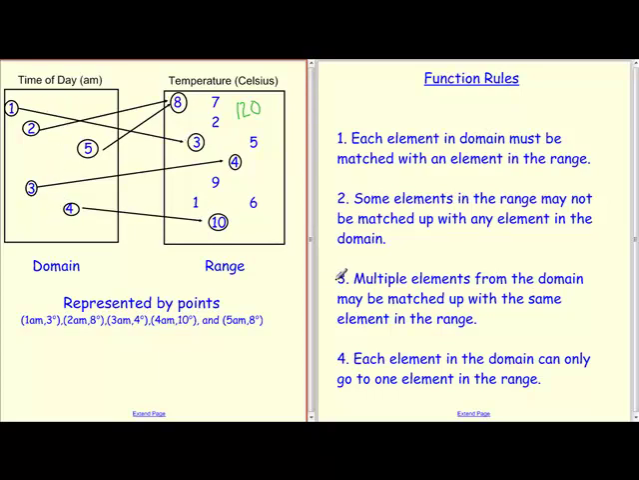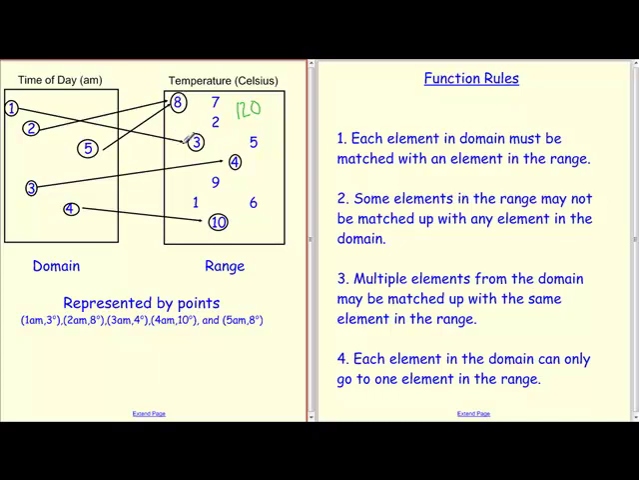Rule number 3: multiple elements from the domain may be matched up with the same element in the range. Okay, you see here at 2 AM and at 5 AM it was 8 degrees Celsius. Okay, this is okay. It is okay for 2 different input values to get mapped to the same output value of the range. And again, that makes sense because think about it. Is it possible that at 2 AM and at 5 AM it was the same temperature? Yeah, of course it is.